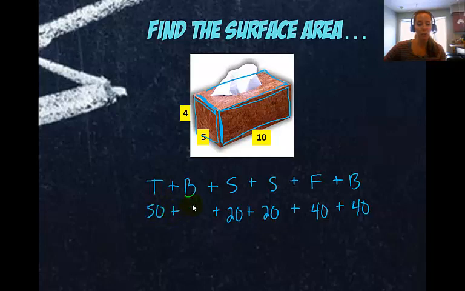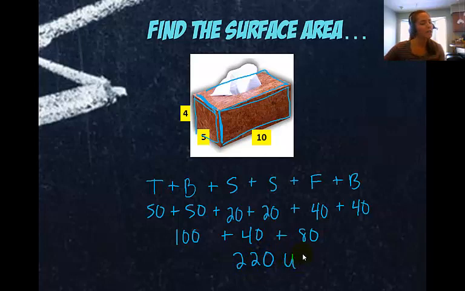And notice each one got its turn to get multiplied twice: 4 times 5, 4 times 10, and 5 times 10. And we add them all up: top, bottom, side, side, front, back. 50 plus 50 is 100. 20 plus 20 is 40. 40 plus 40 is 80. If you add them all up, you get 220 units.